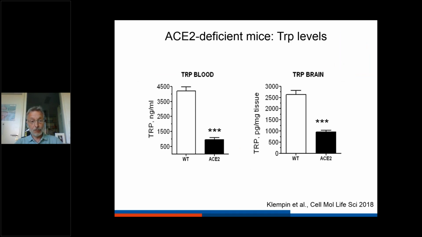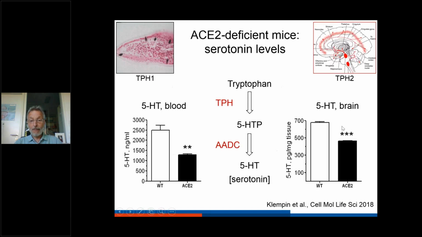So we checked first, do we also find in our ACE2 knockouts, which we got from Josef Penninger, the same kind of reduction in tryptophan, and we could reproduce exactly what was published. In blood, it was reduced by more than two thirds, and in the brain, we have more than half reduction of tryptophan. This would mean we would expect a reduction in serotonin. So we checked that, and it's true. In the blood, we have about half of serotonin. In the brain, it's about 30% less than normal.